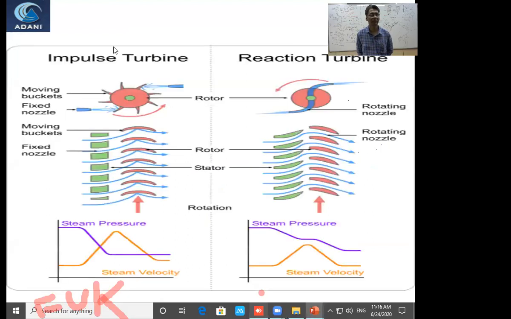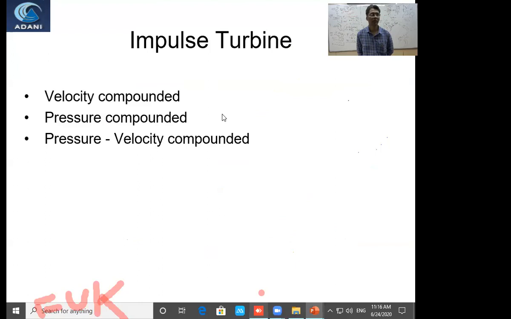There are three types of compounding or staging, step by step. One is velocity compounded, that means velocity is reduced step by step. Pressure compounded, and maybe a combination of both, pressure velocity compounded. So next.